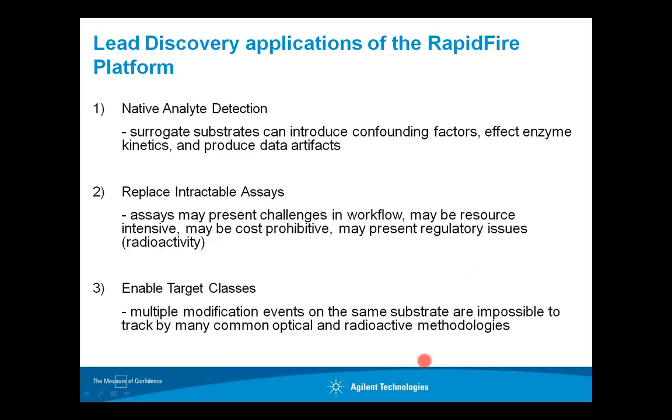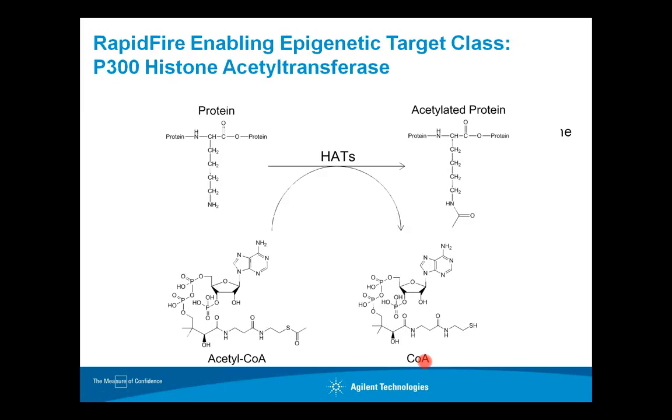And then the third, another very important reason that some of our collaborators use RapidFire is RapidFire's ability to enable various target classes. We're talking about things like multiple modification events on a single substrate, things that are very impossible to track by many common optical and radioactive methodologies. RapidFire has proven very successful. I'm going to show you a couple of examples of those as well.